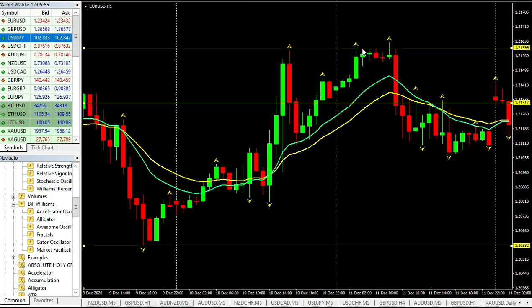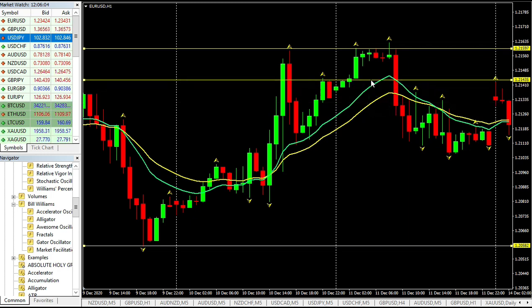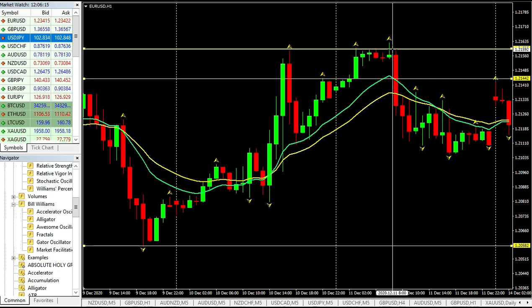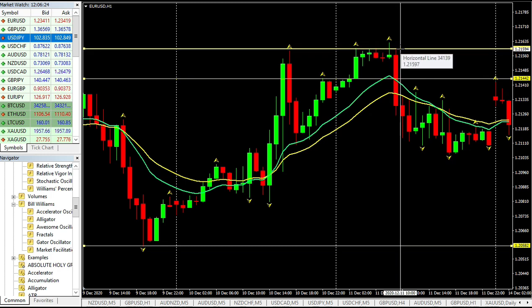And then you get another fractal here. Okay, so you're going to put another buy order here, and you're going to put a stop loss here. So your buy order gets filled in on this candle, and then you get stopped out here. 14, 15 pips. Yeah, you lose about 15 pips.